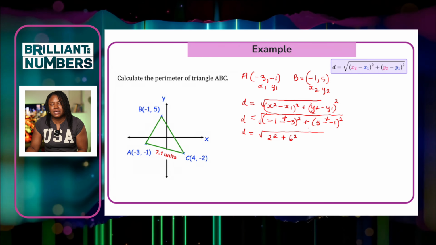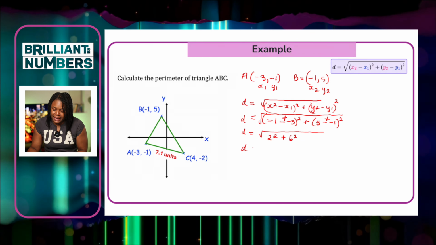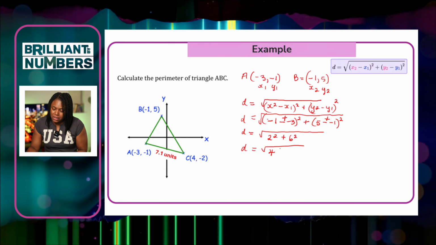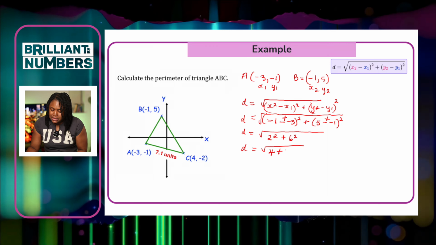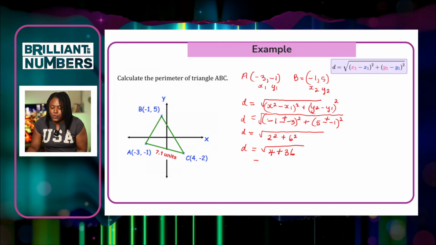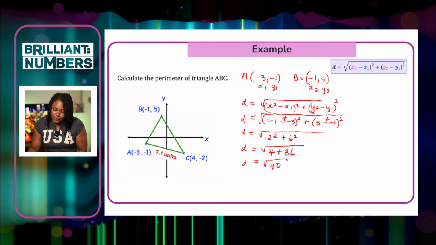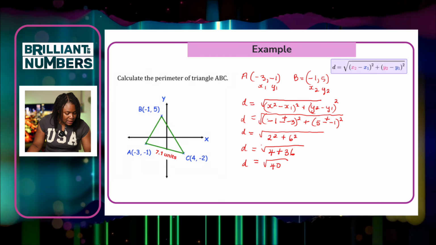So I'm squaring 6. Working it all out now, I get 2 squared is 4 plus 6 squared is 36. So 4 plus 36 is 40. So I'm doing the square root of 40, again putting in my calculator.